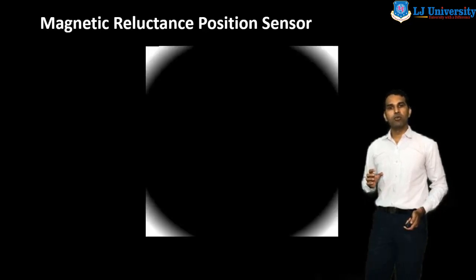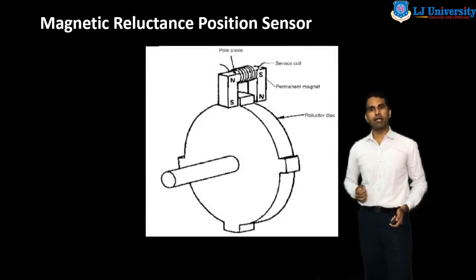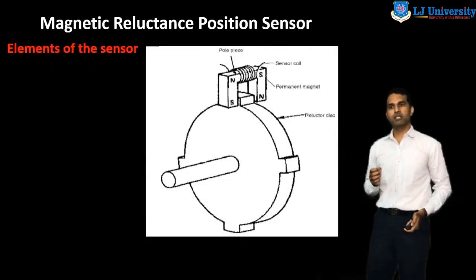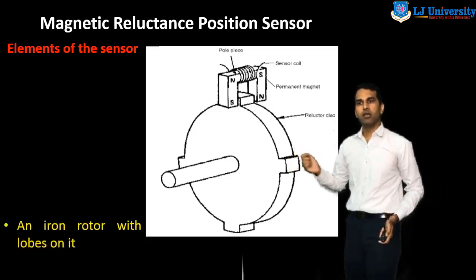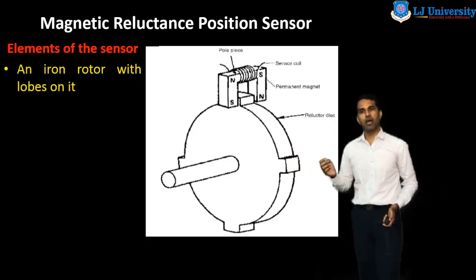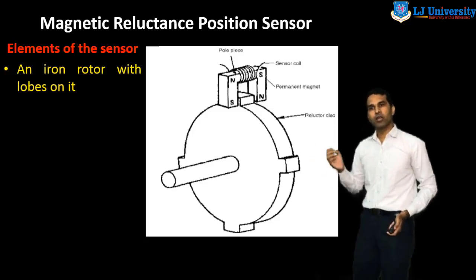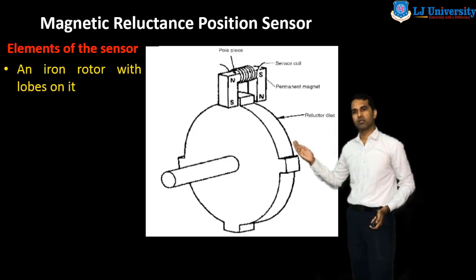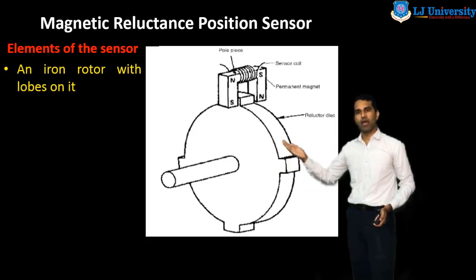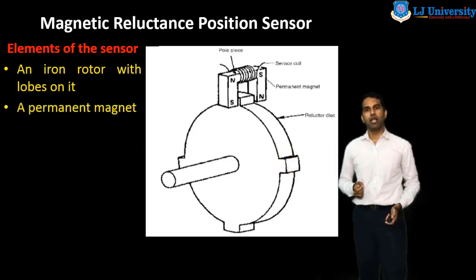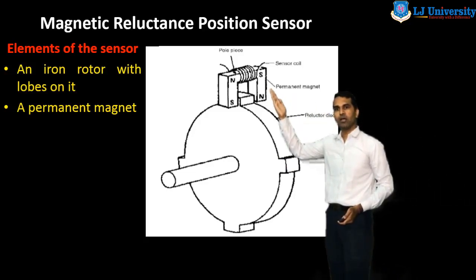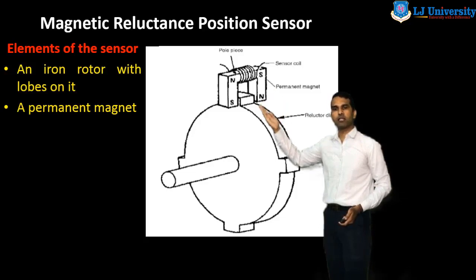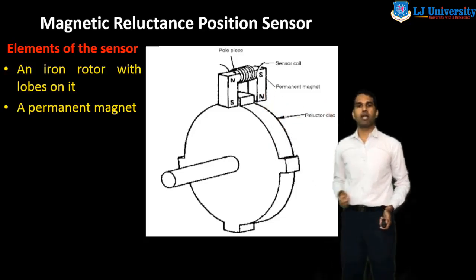Here we use the principle of magnetism. First we discuss the elements of this sensor. In this figure we can see the first element is an iron rotor with lobes on it. Here we can see the rotor, and this is the tag, or we can say the lobe on this plate. The second is the permanent magnet, with North Pole and South Pole.